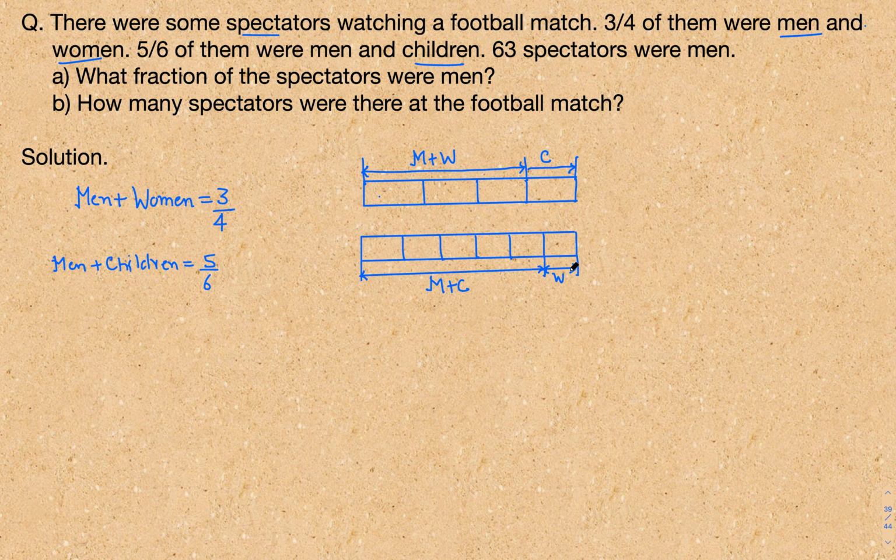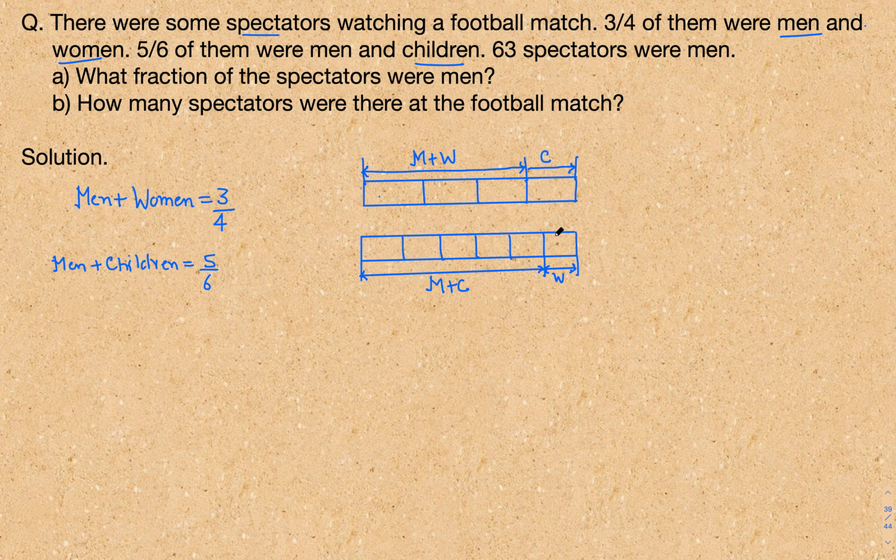Now what can we do? See the 2 models: although the number of spectators is the same, they are not equally divided. Here it is divided into 4 equal parts, and in the second one into 6 equal parts. So with this we can't draw much information. If we want to use these models, the first thing we have to do is to make the number of units in both models the same.